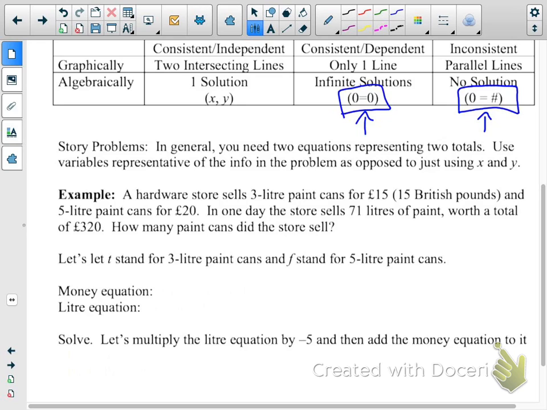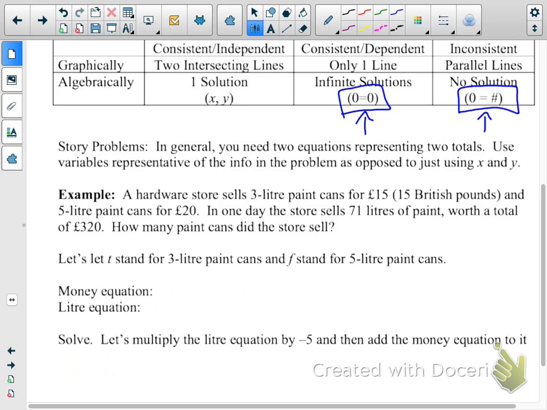Now, this is a little bit more difficult because it doesn't say that they're selling 71 cans of paint. They're selling 71 liters of paint. So however many cans of the 3 liters and of the 5 liters, they're going to multiply those cans times how many liters there are and then add them all up. So we got to keep that in mind when we get to our equation.